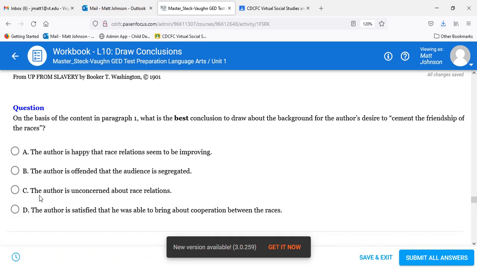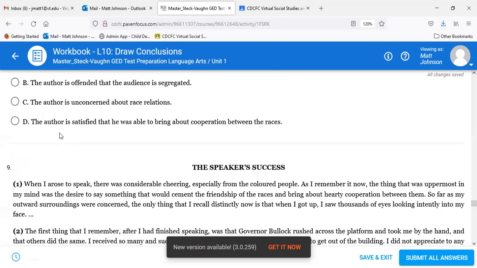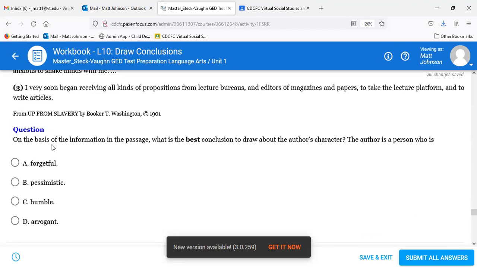A, yeah, he's looking out and seeing cooperation. So he's happy that race relations seem to be improving. A. Number 8 is A. Number 9, so on the basis of the information in the passage, what is the best conclusion to draw about the author's character? The author is a person who is A, forgetful, B, pessimistic, C, humble, D, arrogant. C, right? C, he is humble.